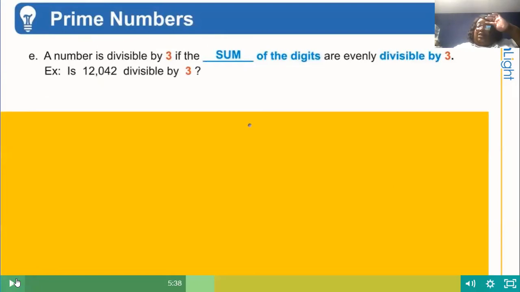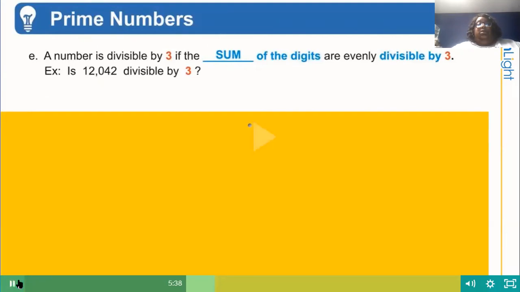Okay, so let's go over the definition of sum. Sum is the answer that you get when you add numbers. Okay, so just in case we have forgotten the vocabulary word sum, it is the answer that you receive after you add numbers.